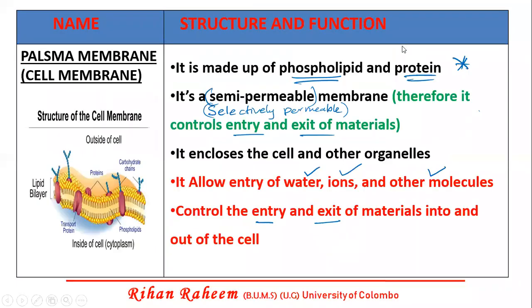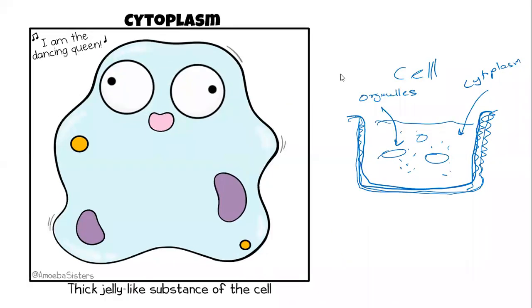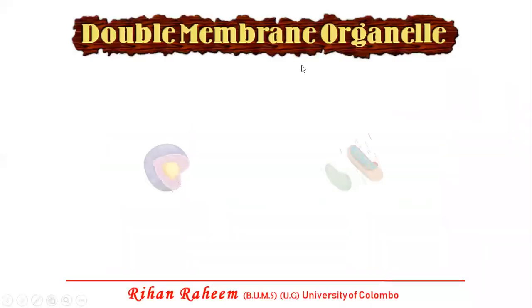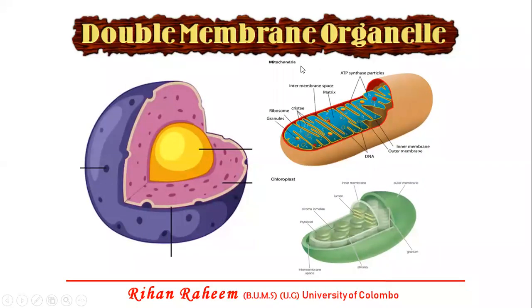That part is done now. So cytoplasm is okay, 100% clear. Then let's go to double membrane. Now we are coming to the inside part. We have studied everything beyond the organelle, the cell wall, the plasma membrane, and then the cytoplasm. Now we come to the inside particles, which are known as the organelles. Out of the organelles, we are going to talk about the double membrane organelles.